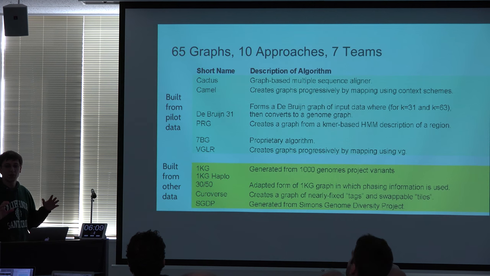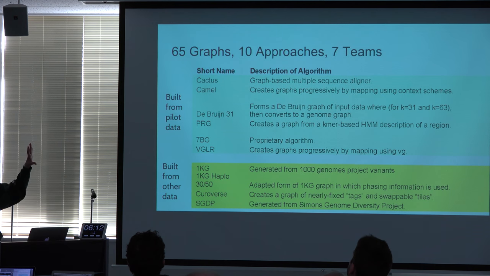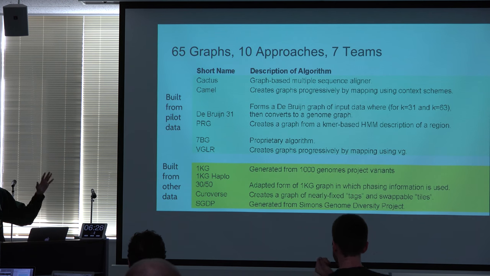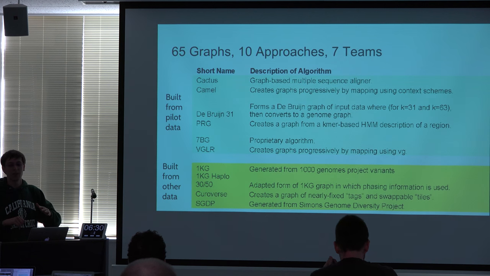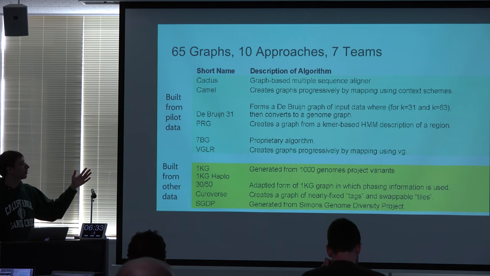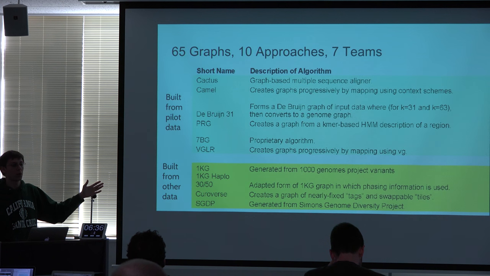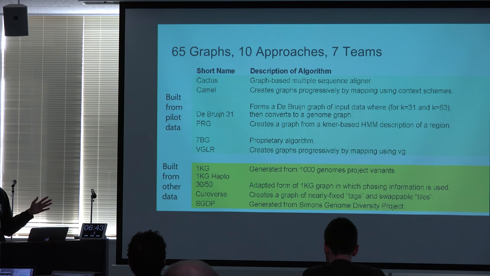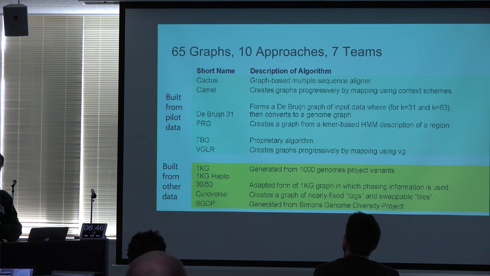And they broke down into 2 major groups. One is the graphs that were built from the data that we handed out as part of the project. We pulled down some regions from GRCH38 and said, okay, take these FASTA files of sequence and turn them into a graph that describes all the genomes represented by these FASTAs. And a bunch of people took on that task. But then there were other graphs where people had a graph, but they'd already built it, or they built it not from the data we gave them, but some other data that they liked better.